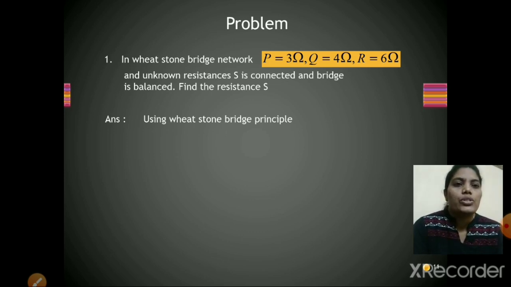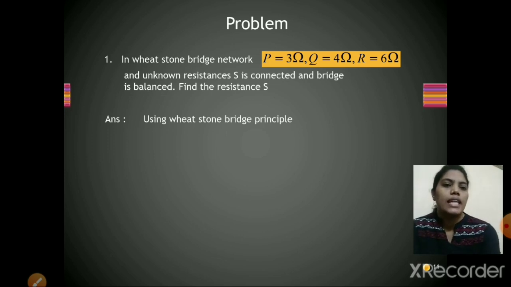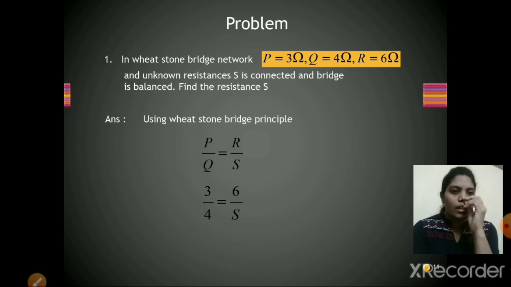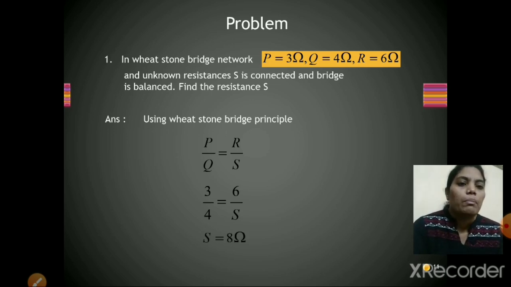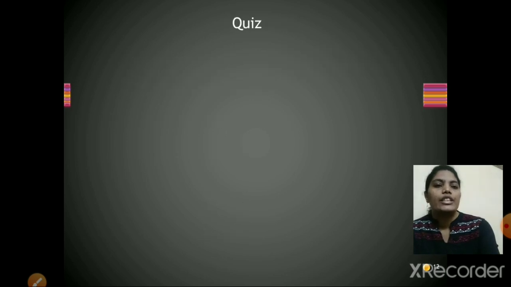In a Wheatstone bridge network, the value of P is 3 ohm, the value of Q is 4 ohm, and the value of R is 6 ohm. And one unknown resistance S is connected, and now the bridge is balanced. Find the value of resistance S. Now using the Wheatstone bridge principle, P by Q equals R by S. So substitute values. 3 by 4 is equal to 6 by S. Cross multiply, we get 24 by 3. So S is equal to 8 ohm.